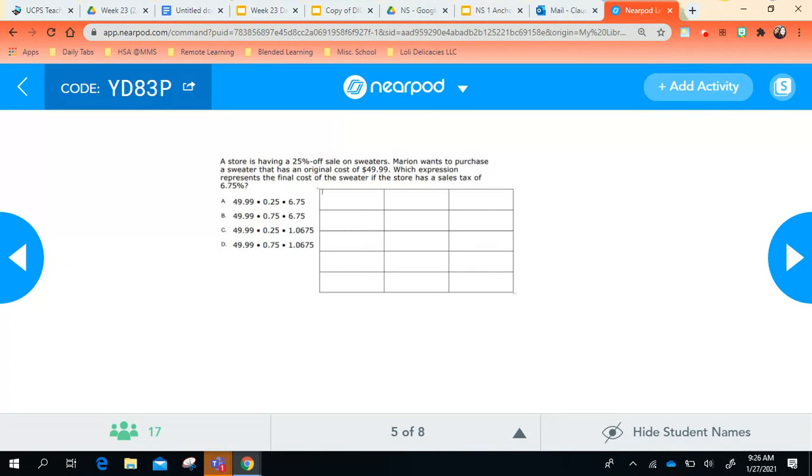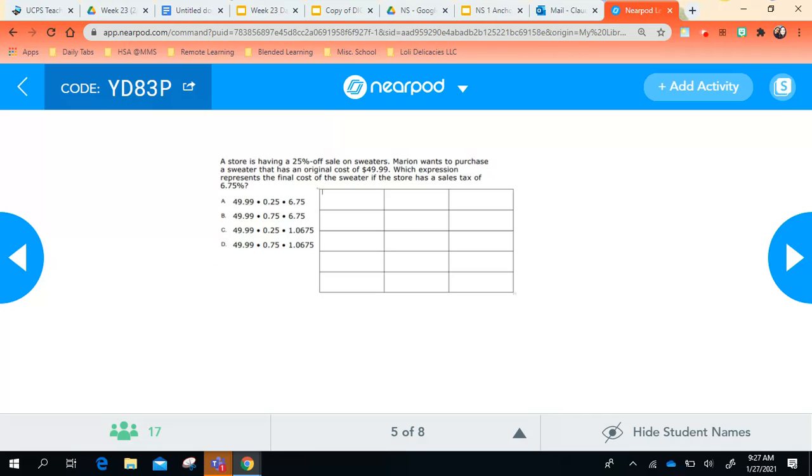So for those of you at home, take a minute to make sure you have it written in your notebook. Make sure you have the words, the answer choices, and the table. So los que están en la casa, asegúrense de tener este problema entero escrito en su libreta. Las palabras, las respuestas, y también la tabla.